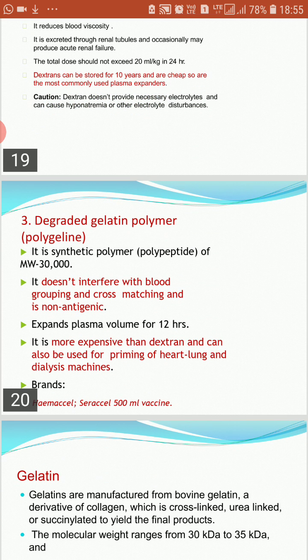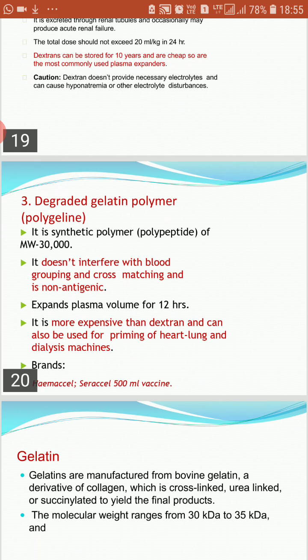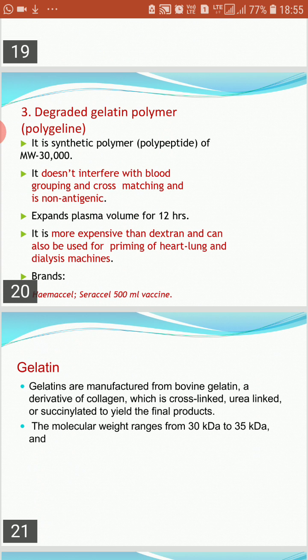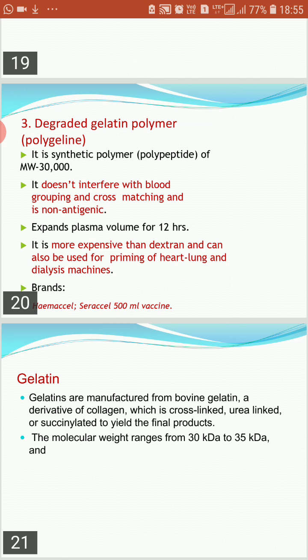Now the third group is degraded gelatin polymer, polygeline. Gelatins are manufactured from bovine gelatin, which is a type of collagen. They are cross-linked, urea linked, and succinylated to form the final products. So basically you have to remember that these are derivatives of collagen. Molecular weight is around 30 to 35 kilodalton. Dextran was 70, albumin was 69.